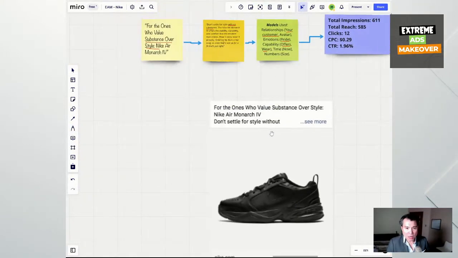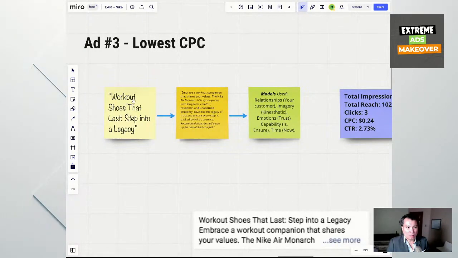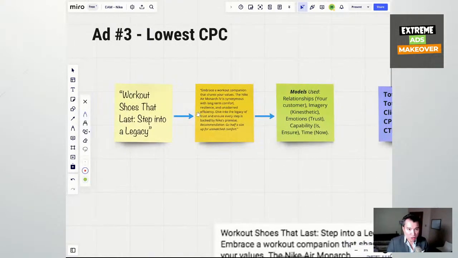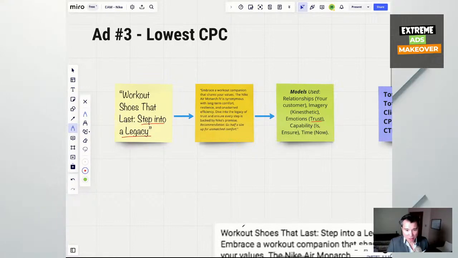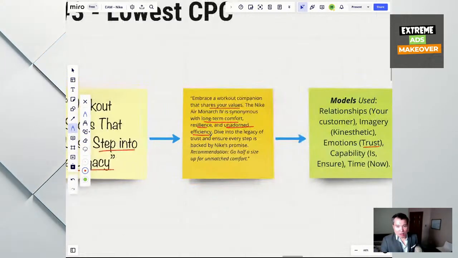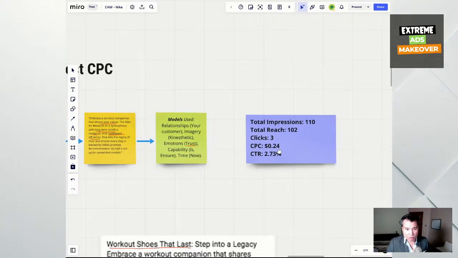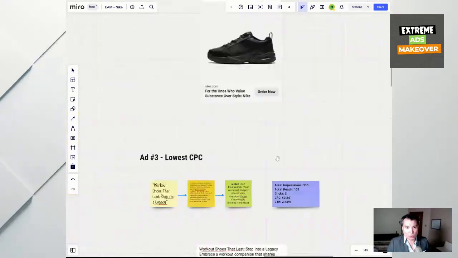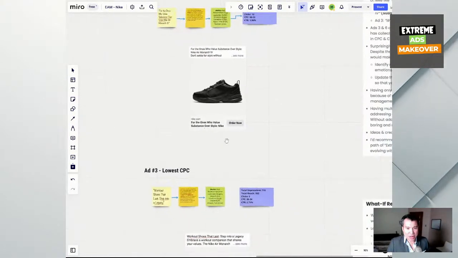Now let's see ad number 3, why it has the lowest cost per click. Let's see what happens. Workout shoes that last. Step into a legacy. So what is being used here? We use trust: workout shoes that last, step into a legacy. Embrace a workout companion that shares your values, synonymous with long-term comfort, resilience, and efficiency. So there you go. This one has the lowest cost per click, only 24 cents, compared to 29 cents, not a whole lot. So ad number 6 and ad number 3 are pretty neck and neck.